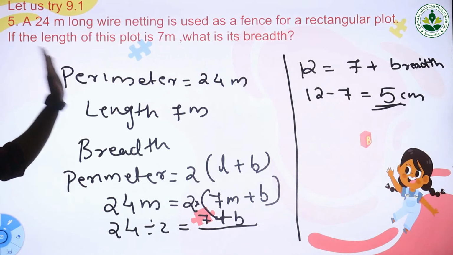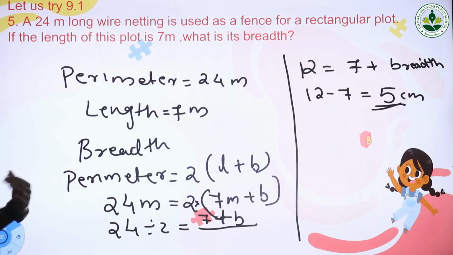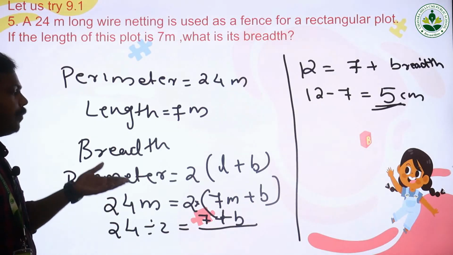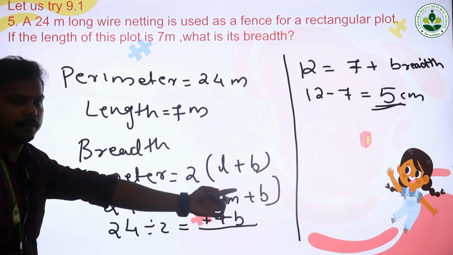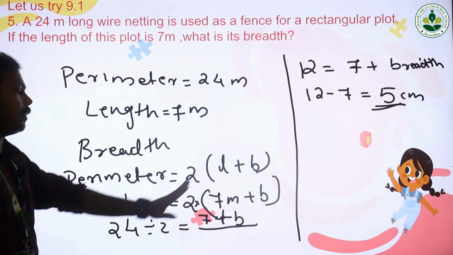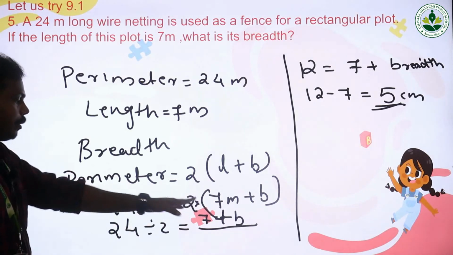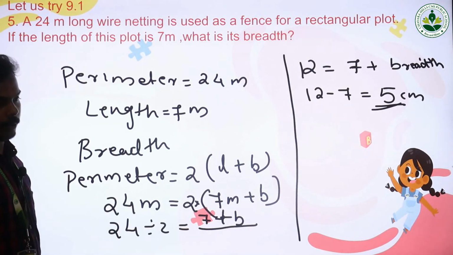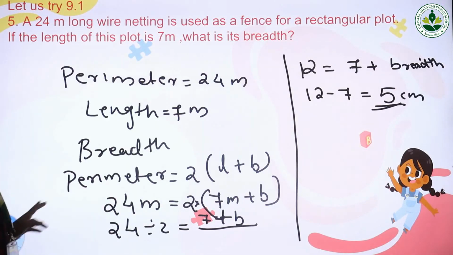Once more I will tell, here we need to find out the breadth. The given things are perimeter and length. Length is 7 meter and the perimeter is 24 meter. We know the equation, perimeter of a rectangle is 2 into L plus B. Just apply the values in the equation. 24 equal 2 into 7 plus breadth. Here it is multiplication, so we take 2 to the other side as division. 24 divided by 2 is 12. 12 equal 7 plus breadth. So breadth is 12 minus 7, that is 5 centimeter.